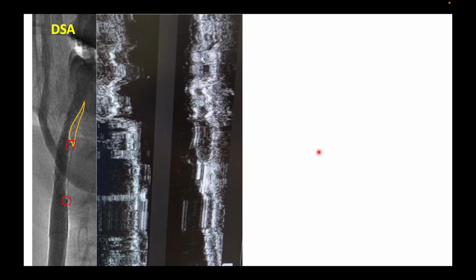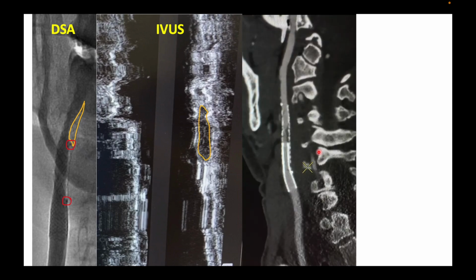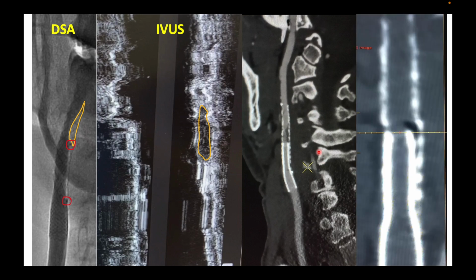Again on DSA, you can see these red markers showing the two markers of the balloon, and the yellow is showing the extension of this balloon. Somehow it got deformed and the balloon is slightly pushed upwards beyond the markers. And on the IVUS longitudinal section, you can see this balloon here. Three days later, the patient had a CTA, and on the CTA you can again see this balloon extending beyond the Wallstent layer. So this is the compressed balloon between the two stents.